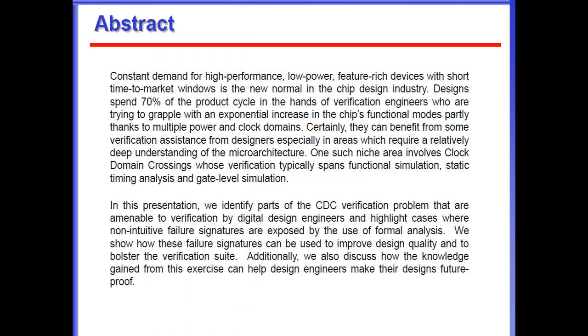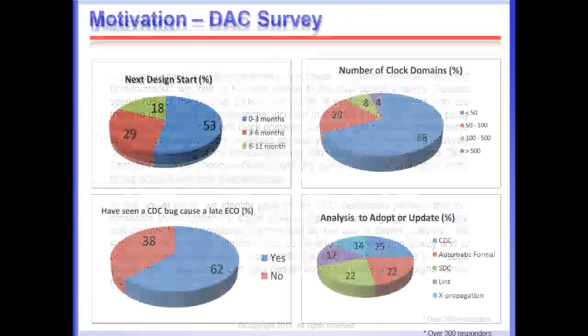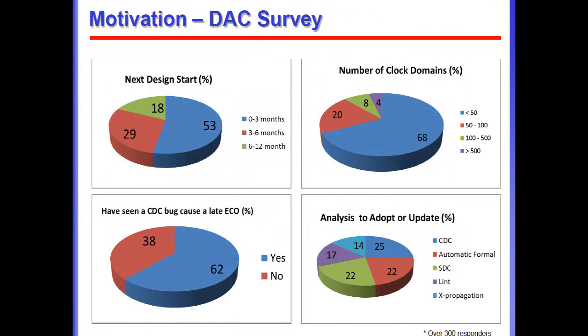Some statistics: we did a survey at DAC here with 300 participants, people who showed up at our booth. More than half are starting a new design within 3 months, which means design cycles have shrunk. About a third had more than 50 clock domains in their design, and clock domain crossings. And with CDCs, we always mean asynchronous CDCs. We're not talking about synchronous CDCs.